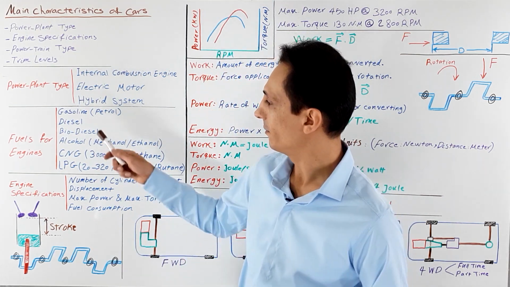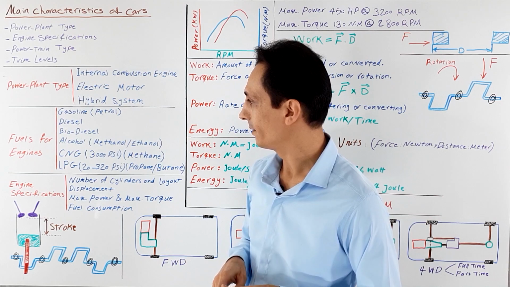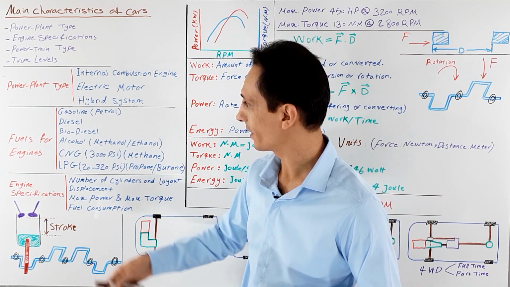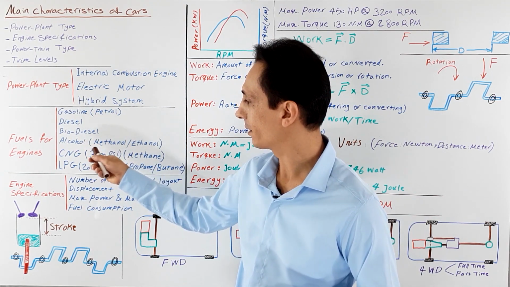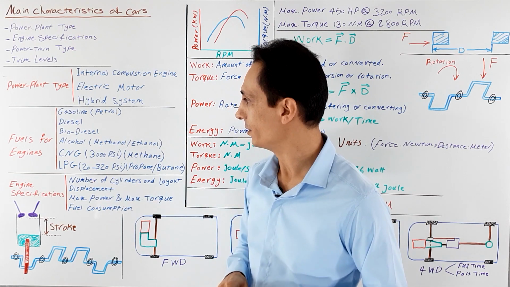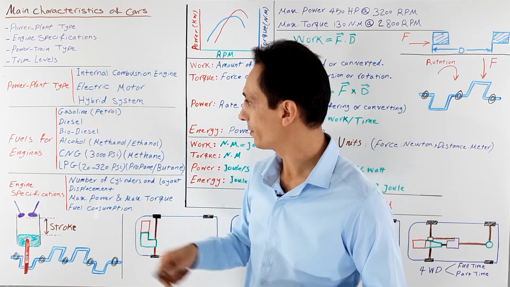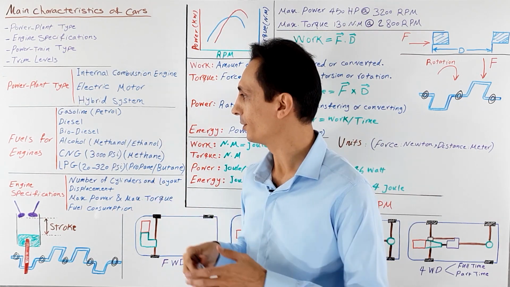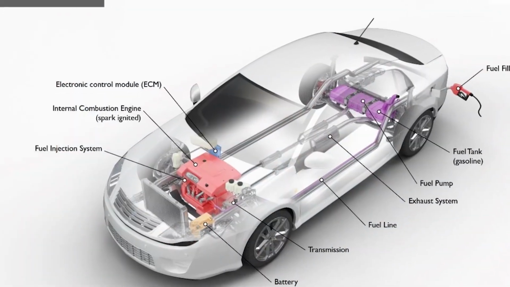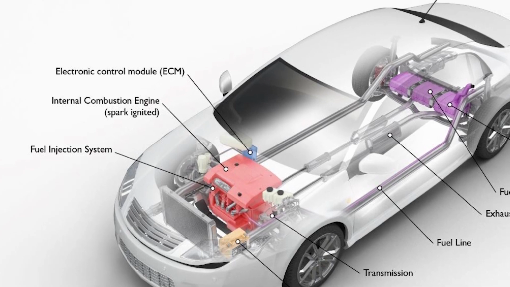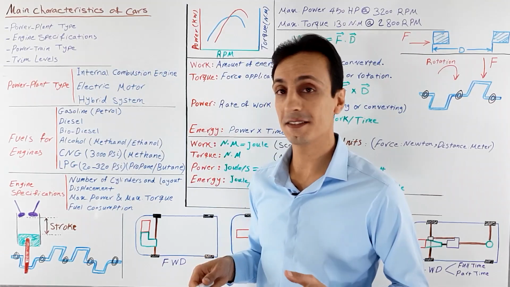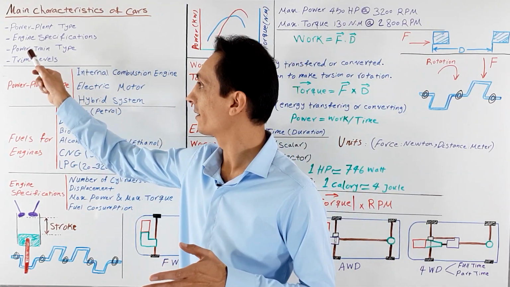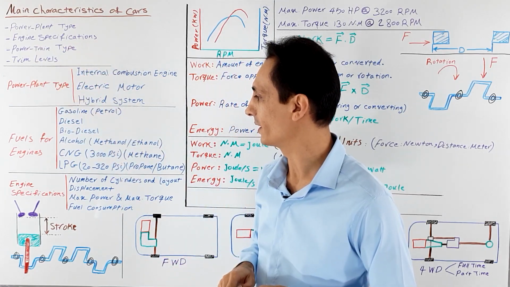Here I have listed the fuels that can be used in internal combustion engines, and they are gasoline, diesel, biodiesel, alcohol, CNG, and LPG. From this list, gasoline, or petrol in British English, is the fuel that is used more than others in automobiles, and it is the fuel type I'm going to talk about in this video. With this assumption, we go to the next characteristic, that is engine specifications.